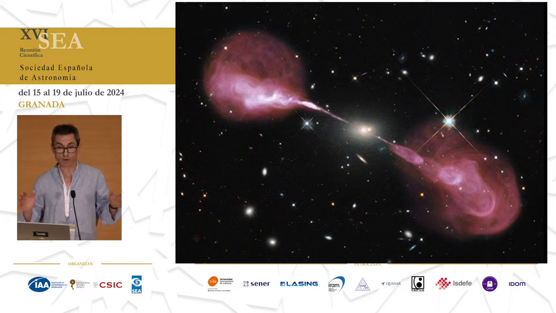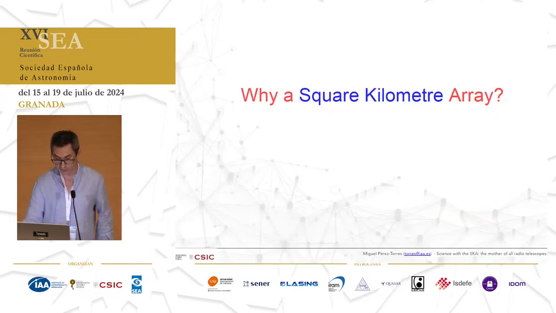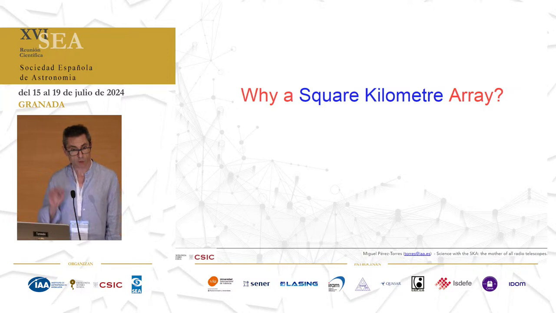But actually, using an array of radio telescopes, we can now know that at the center of this galaxy, there is a supermassive black hole responsible for the ejection of relativistic jets. We now have a beautiful image that we can compare with the optical. So this is why an array is needed here. The other thing is a square kilometer. Why do we want a square kilometer of collecting area?